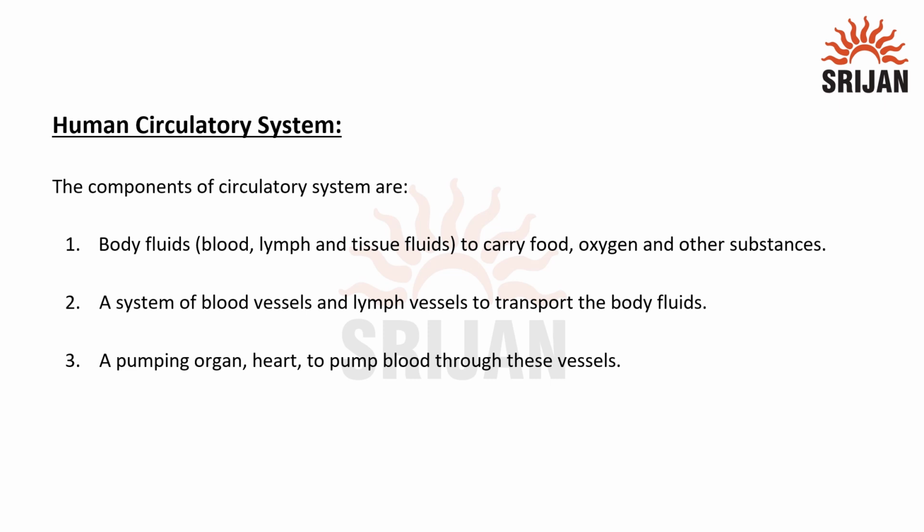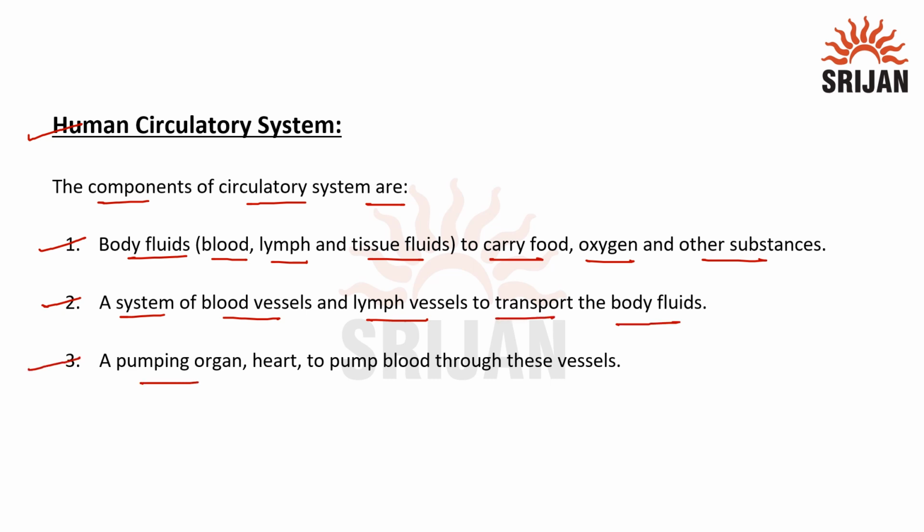In this video, we will learn about human circulatory system. The components of circulatory system are first, body fluids, that is blood, lymph and tissue fluids to carry food, oxygen and other substances. Second, a system of blood vessels and lymph vessels to transport body fluids. Third, a pumping organ, heart, to pump the blood through these vessels.